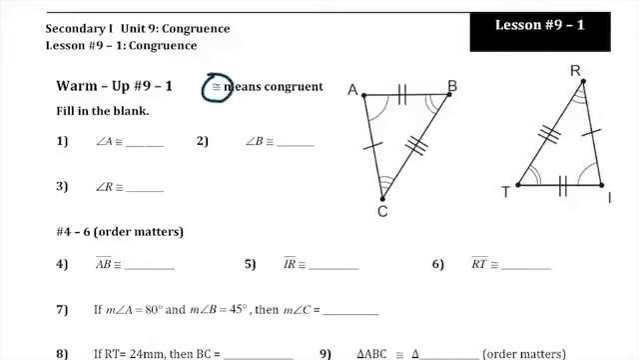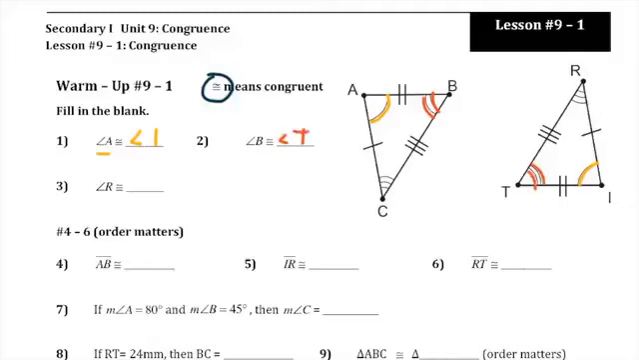So angle A is congruent. If we look over on these figures, angle A is here with one arc. So we're going to look in the other triangle for that one arc, and that would be angle I. So we're going to write angle I in the blank. Number 2, angle B is congruent to what angle? Well, angle B has two arcs, and there are two arcs for angle T. So this would be angle T.